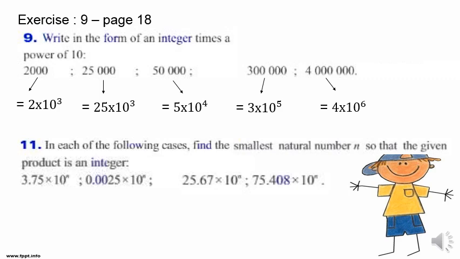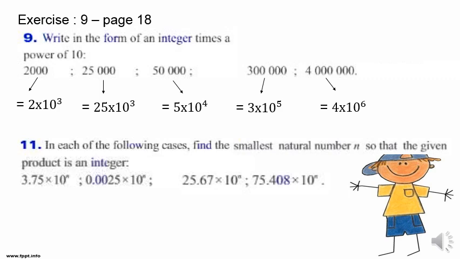Okay, exercise number 11, the last exercise. In each of the following cases, find the smallest natural number n. We have to fill in the blank, which is n, so that the given product is an integer. It means I have to get rid of the point. To get rid of the point, I have to multiply by a power of 10, so the point will go to the right. How many digits? We have to count the digits.